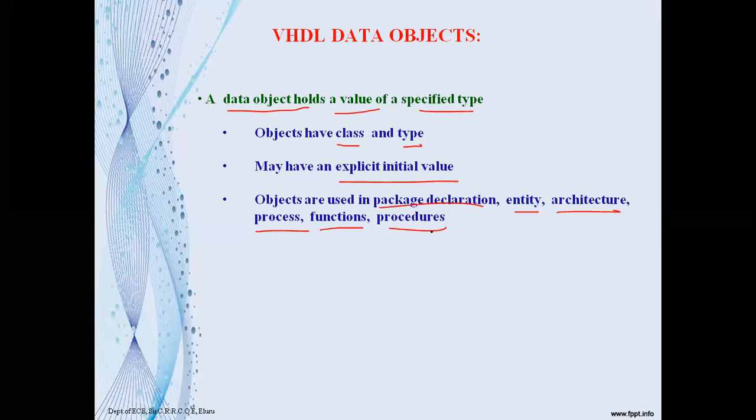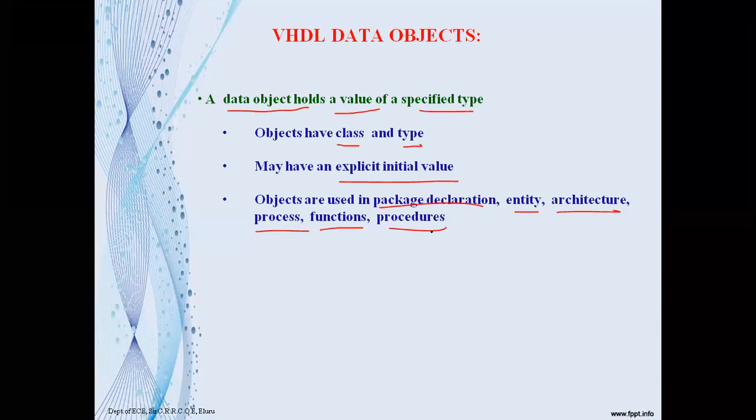So now what are that A and B, sum and carry? They are objects. The A and B may be a signal object, or the A and B may be a variable object, or the A and B may be a constant, or it may be a file here.